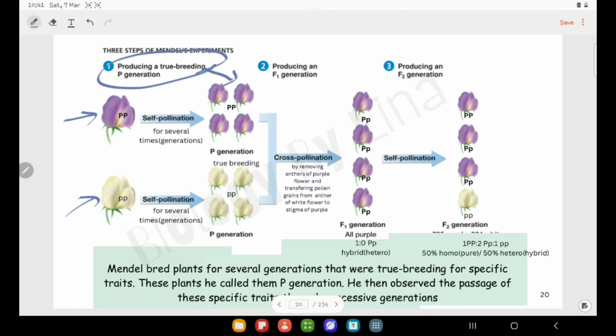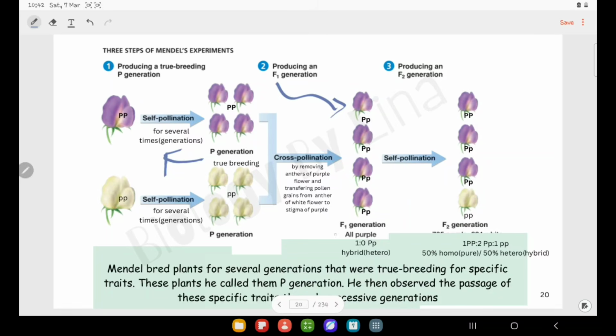So in the first step, he produced a true breeding P generation. In the P generation, or the parent generation, we have P capital for all these purple flower plants, and we have P small for all these white flower plants. This is the first step of Mendel. So how did he get the P generation? By self-pollination for several generations.